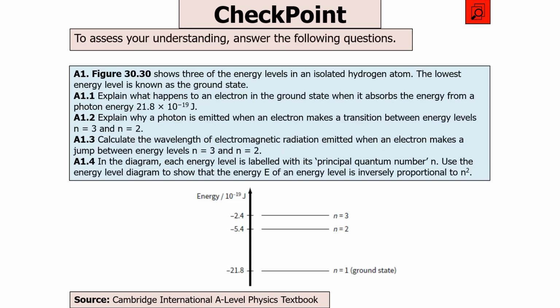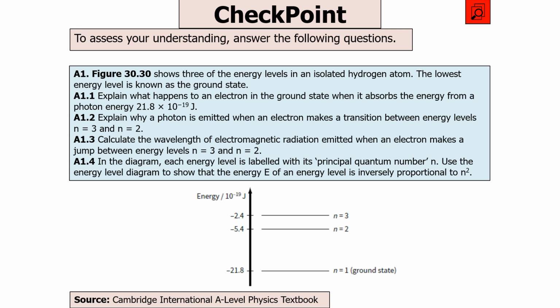The next question says, figure 30.30 shows 3 of the energy levels in an isolated hydrogen atom. The lowest energy level is known as the ground state. Explain what happens to an electron in the ground state when it absorbs energy from a photon of energy 21.8 times 10 to the minus 19 joules.